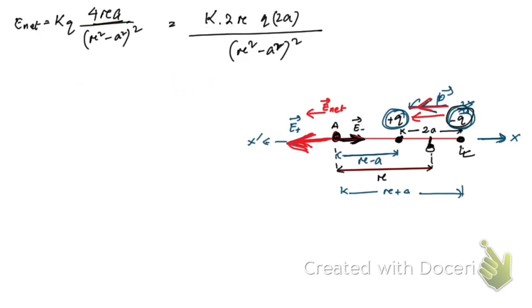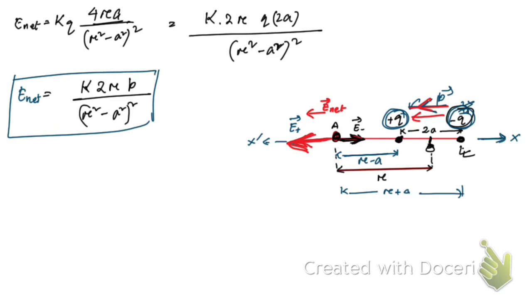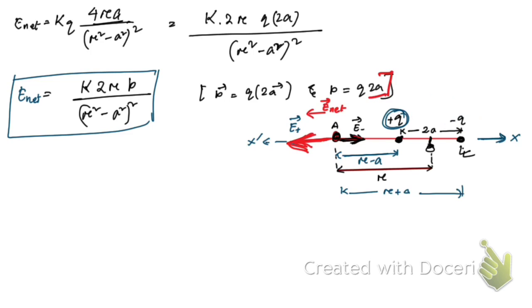So we can write this way, right? This is replaced by dipole moment P. So here you see, this P is equal to Q into twice A, right? This is nothing but dipole moment. And the direction of the dipole moment, let me draw it cleanly. This is the positive charge, and we know the direction of a dipole moment is directed from the negative charge to the positive charge.